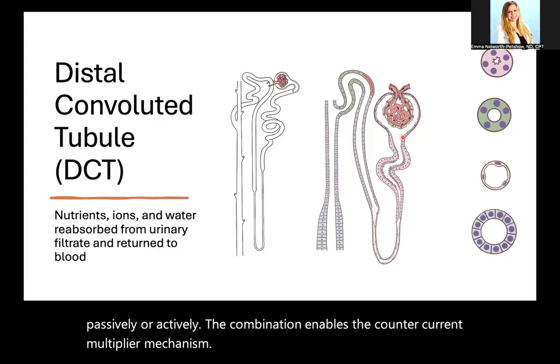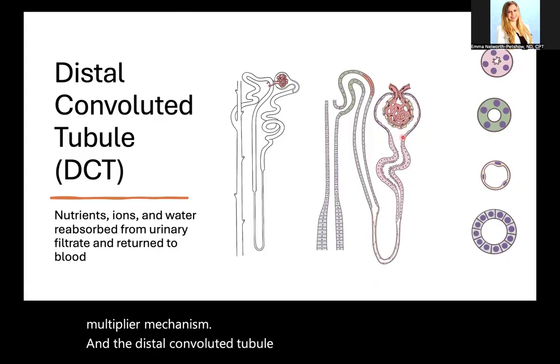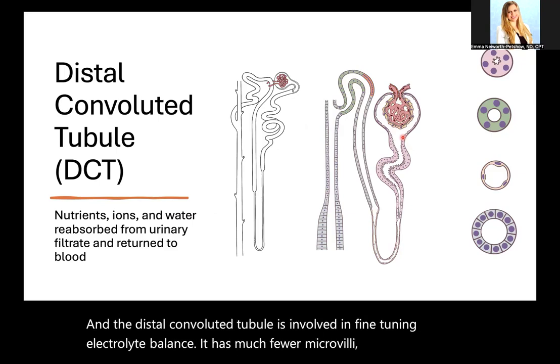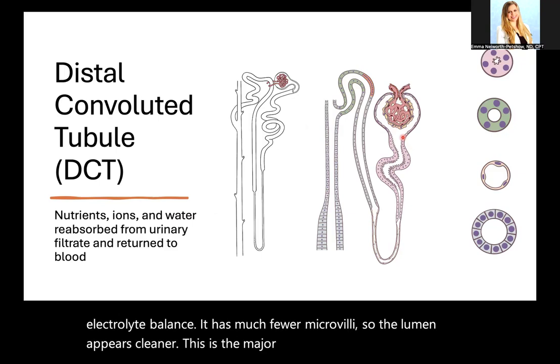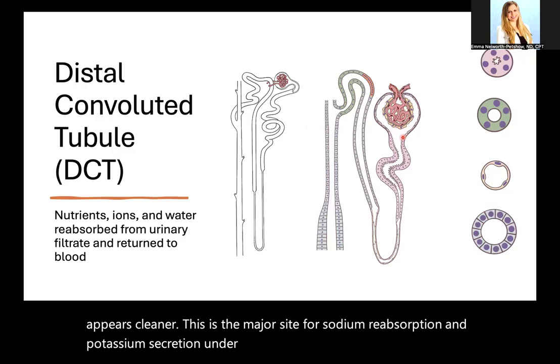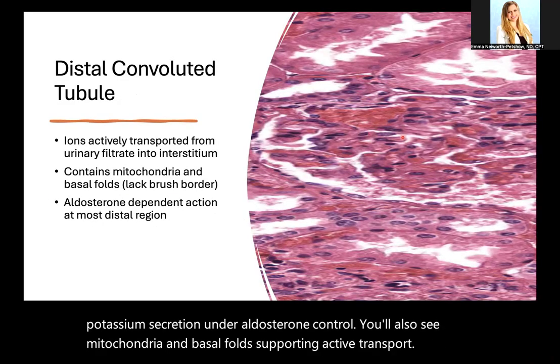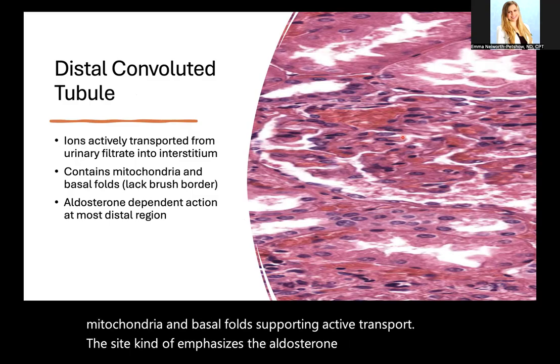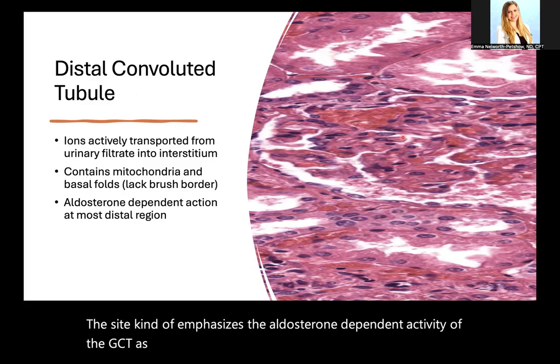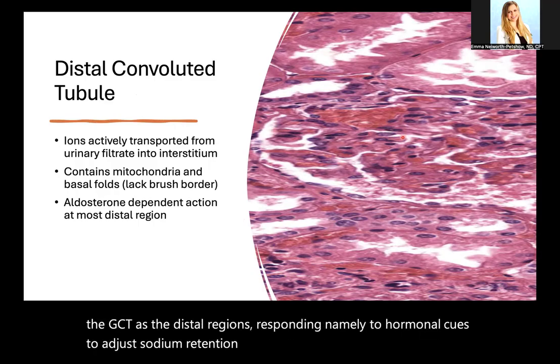And the distal convoluted tubule is involved in fine-tuning electrolyte balance. It has far fewer microvilli, so the lumen appears cleaner. This is the major site for sodium reabsorption and potassium secretion under aldosterone control. You'll also see mitochondria and basal folds supporting active transport. This kind of emphasizes the aldosterone-dependent activity of the DCT, as the distal regions respond dynamically to hormonal cues to adjust sodium retention and potassium secretion, which is key in acid-base and blood pressure regulation.